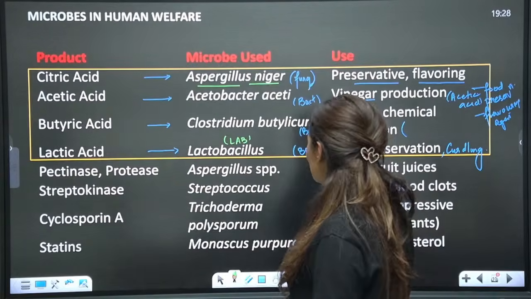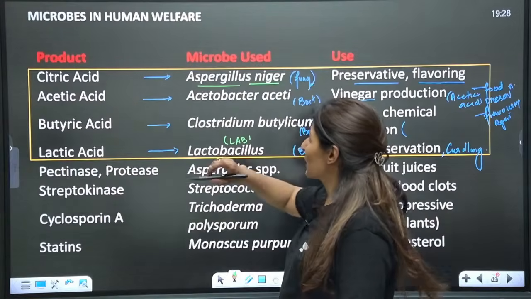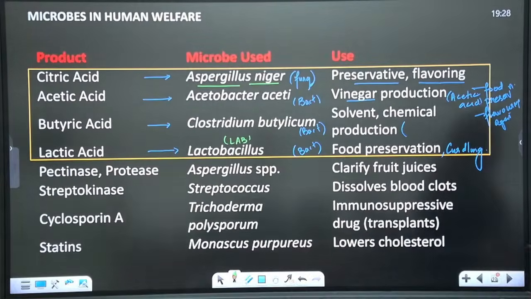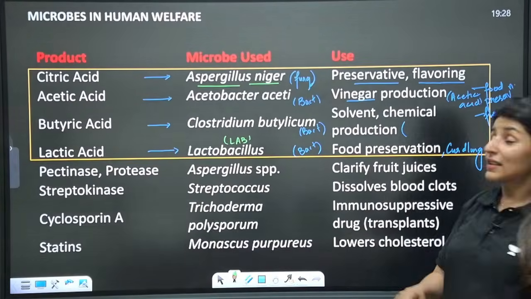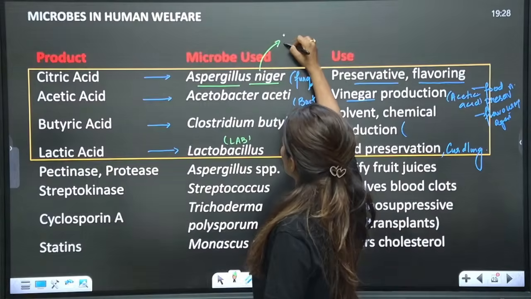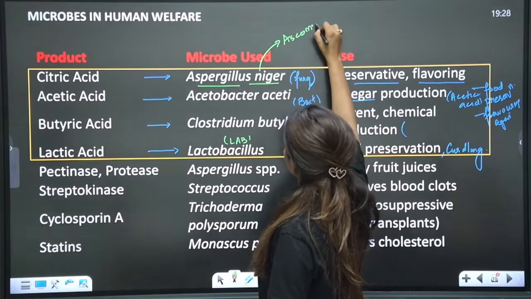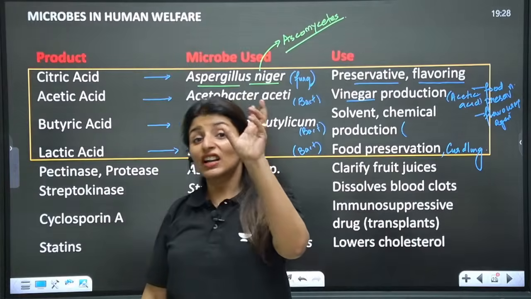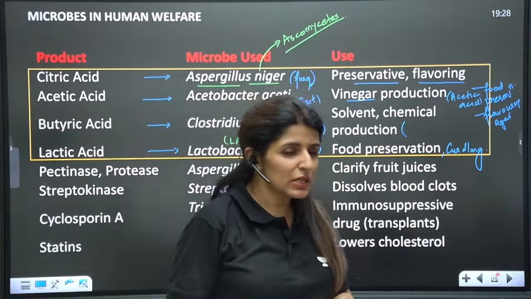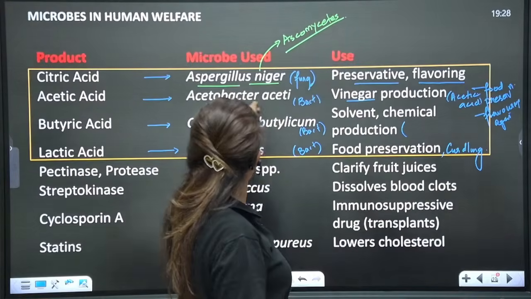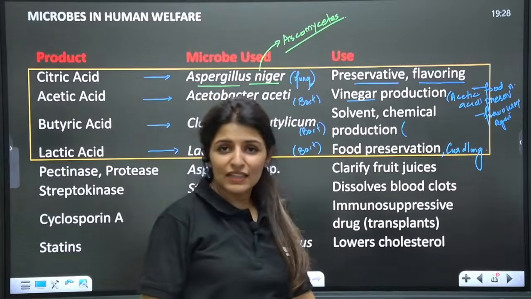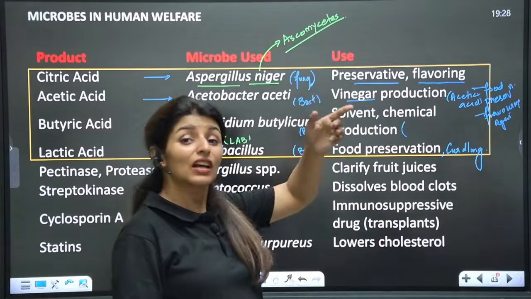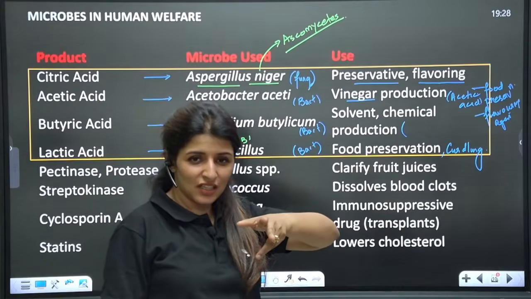That's very nice. So yes, my question, guys, is Aspergillus niger belongs to which class? Ascomycetes, very good. It belongs to the class Ascomycetes. So can you get an indirect question? Which class of fungus is responsible for producing citric acid? They will not ask you the name of the organism. They're going to ask you the name of the class, right?